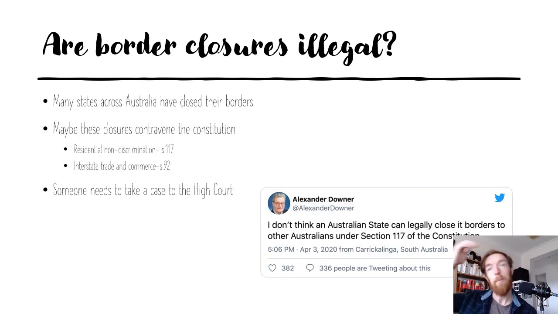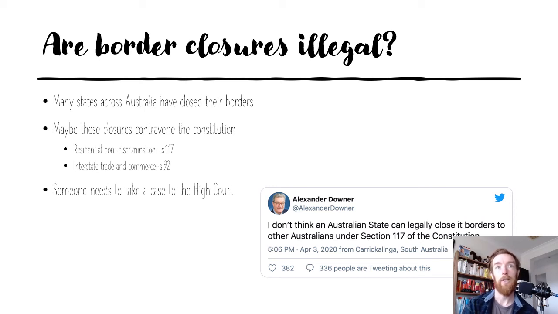So are border closures illegal? There's a lot of interesting things going on where people are attempting to sue the government around border closures. There's actually another interesting one at the moment where someone from Mornington, a cafe owner, is taking the government to court over the curfew. They want the curfew abolished because it infringes upon their rights.